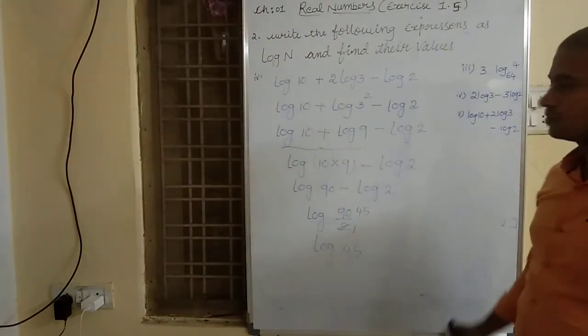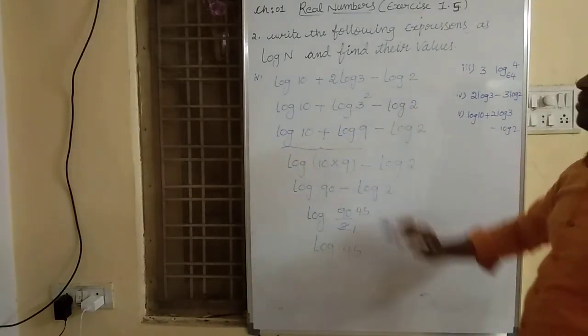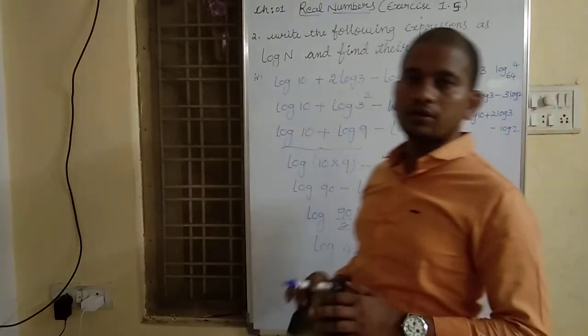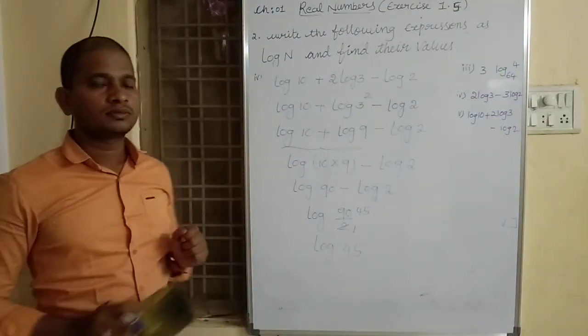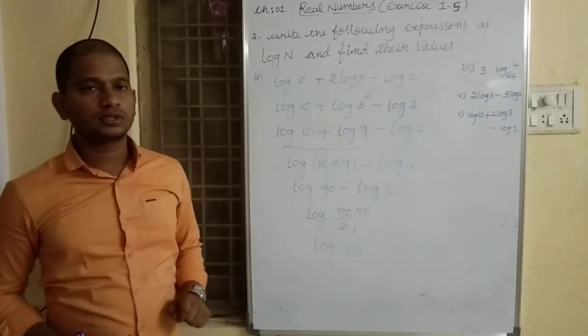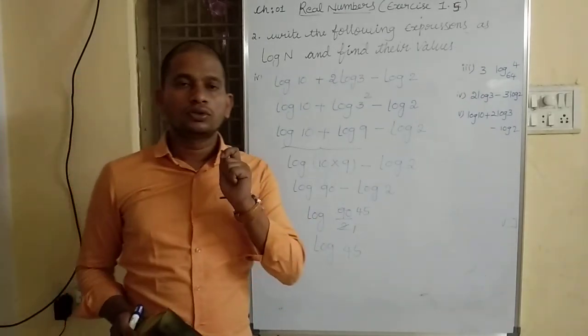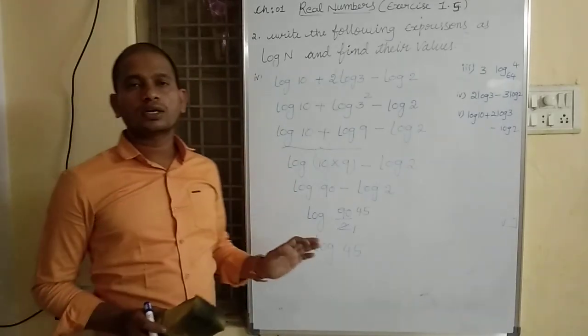Understood everyone? Nothing else is there here. We are using all three properties of logarithms. One is log a to the power m, and log a plus log b, and log a by b. So that's why we have to be thorough with the properties of logarithms while doing logarithm sums.